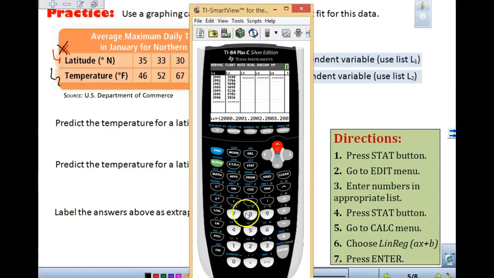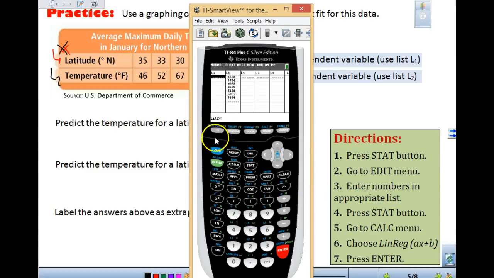Some of you are still doing your own thing. Please hit stat, go to the list. Keegan just said go arrow up to list 1 and hit clear. Enter. Go back, hit down, way down, you want to be on the top edit. So just hit enter. Edit. Enter.